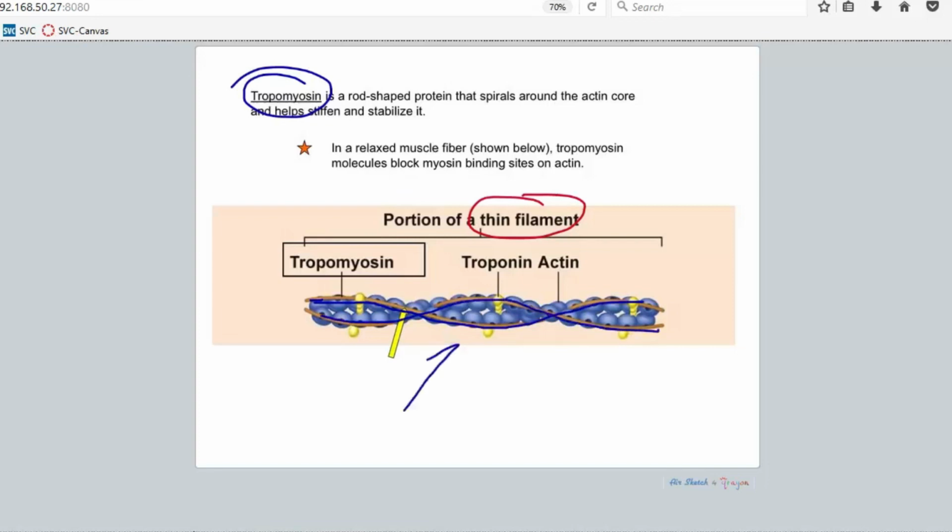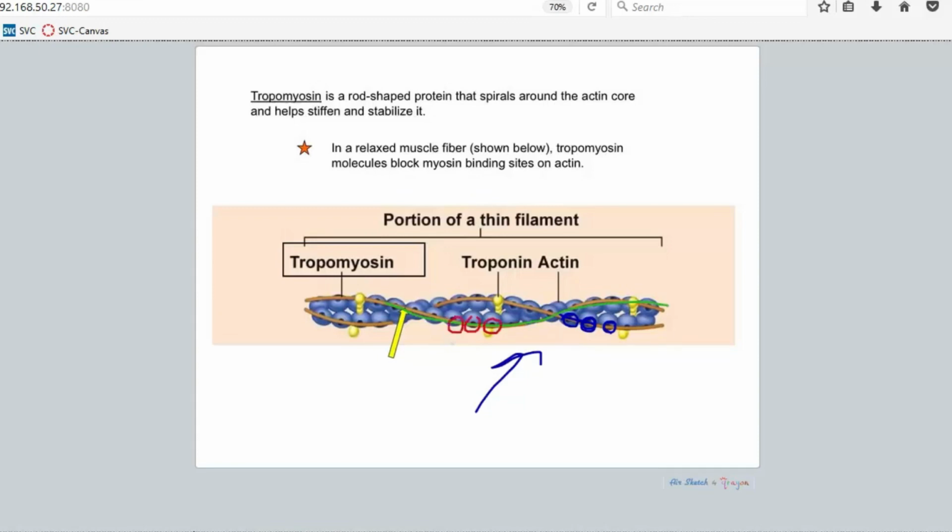And what it's doing in this particular location is, you might see this, but it's running right over the top of those myosin binding sites. So it's blocking those myosin binding sites. So in a relaxed muscle, this is what it's going to look like. You're going to have this tropomyosin molecule here wrapping around the actin filaments, and specifically it's blocking these myosin binding sites. So myosin cannot reach up and grab these actin filaments.